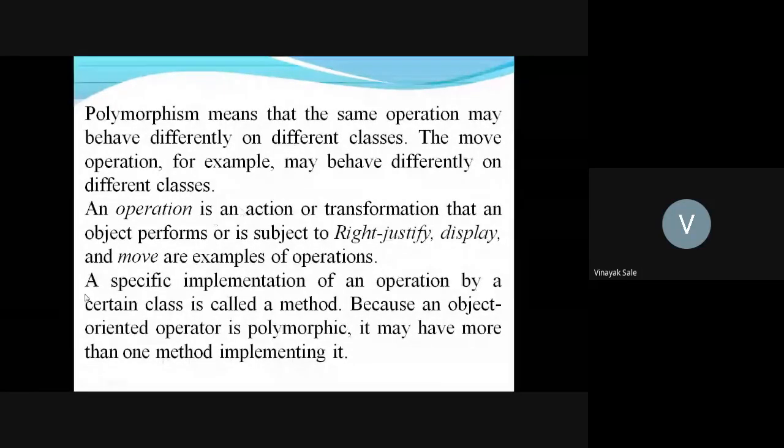The operation is an action or transformation that an object performs or is subject to. Write, justify, display, or move are examples of operations. The specific implementation of an operation by a certain class is called a method, because the object oriented operator is polymorphic and it may have more than one method implementing it.